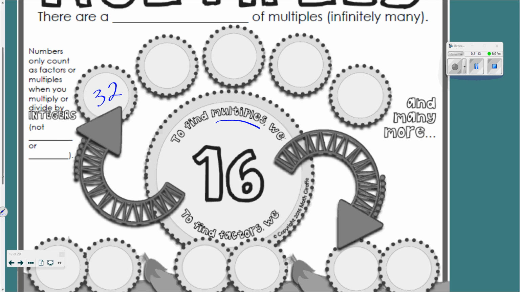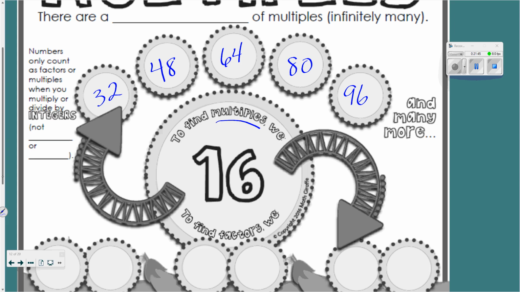Repeated addition. So I'm multiplying the base number 16 by a whole number. So this is times 2, times 3, times 4, times 5, times 6. Will my multiples ever end? No, because I can keep multiplying my numbers, right? So there are an infinite number of multiples. It's infinitely many. It will go on forever.